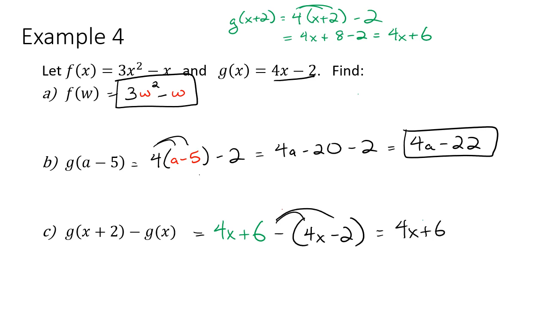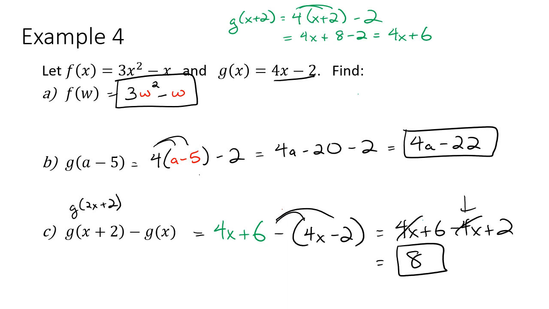Now I can simplify. So this is a 4x plus 6. If I distribute the minus sign through, minus a 4x minus a negative 2, so plus 2. The 4x's cancel, and we get an 8 out. Now we just got a number output this time, but that's just happenstance. It just happened to work out that way that the 4x's canceled with each other. It's not guaranteed to happen. And in fact, if I had adjusted this to something like g of 2x plus 2, then they wouldn't have canceled in this manner.